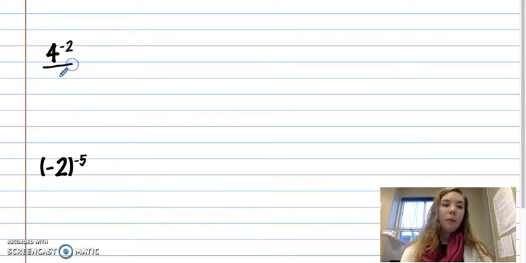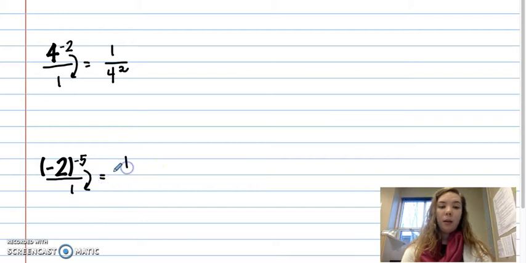Okay, so for this type of problem, again, I want positive exponents only. I'm going to move that to the bottom. So that'd be 1 over 4 squared. Same thing here. I want this exponent to be positive, so I'm going to move it to the bottom. But my negative 2 is still negative. Your base stays exactly the same, only your exponent becomes positive. So this would be our final answer for that one.